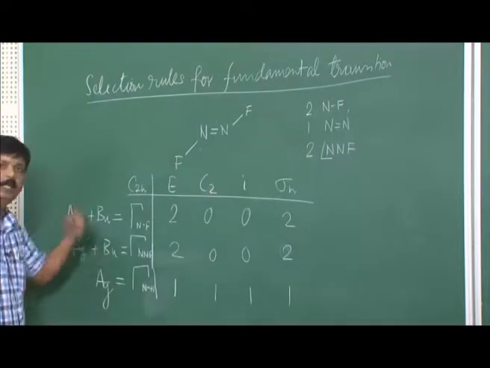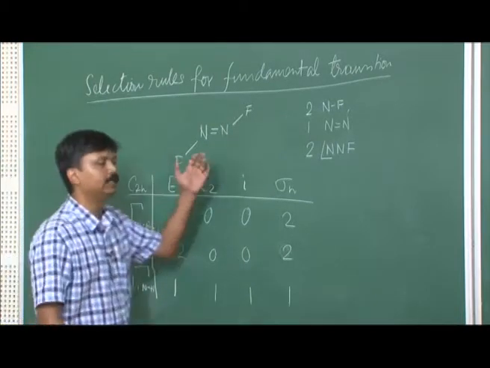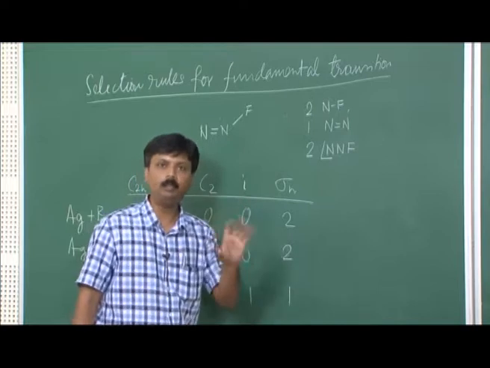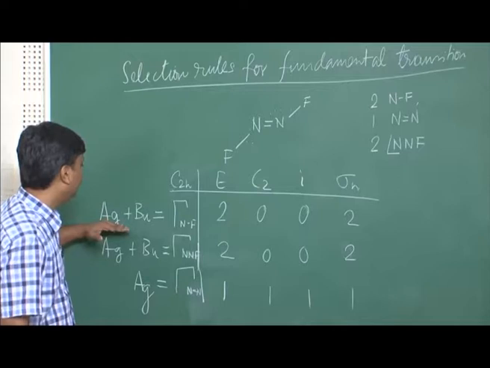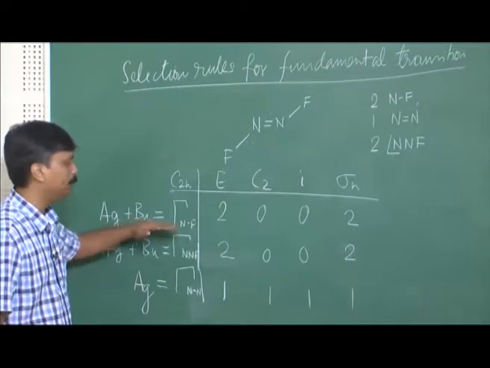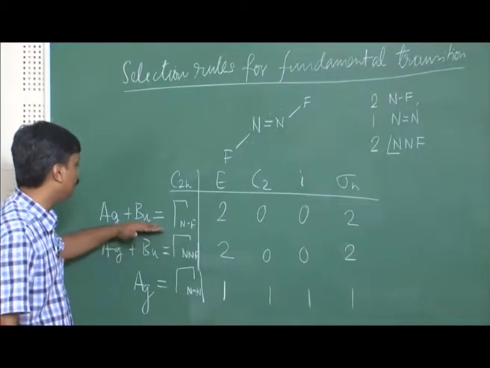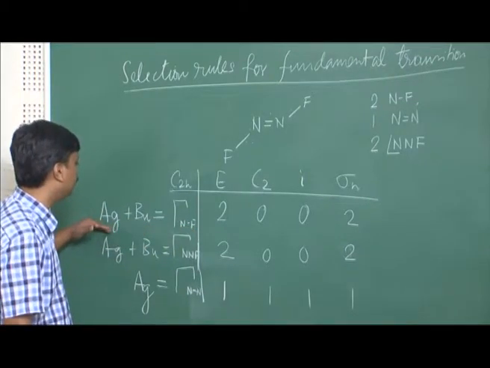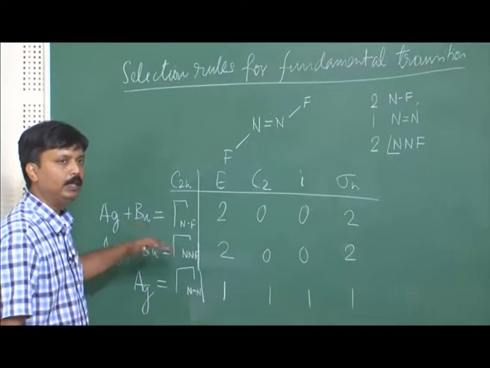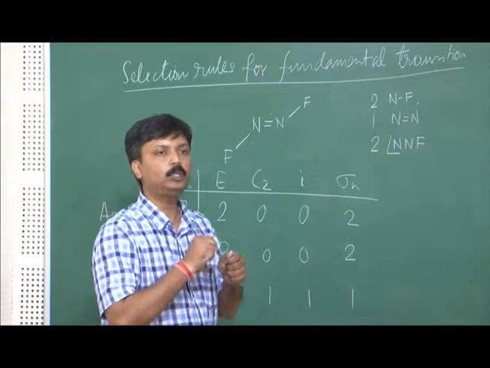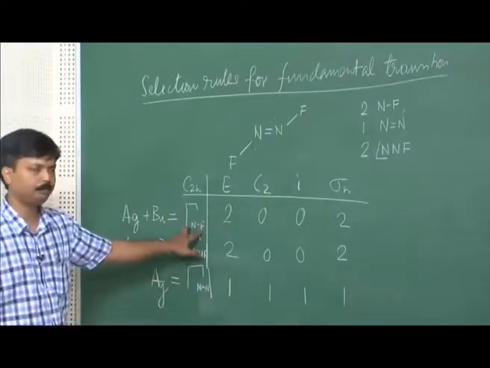Now, why did I do all these things? I have already got this one. So what was the need for getting this one? This is because I need to have some idea about that particular motion of the normal modes, right? So now I get this Ag and Bu based on this NF bond. That means the normal mode which transforms as Ag and Bu will have some motion of this NF bond distance.